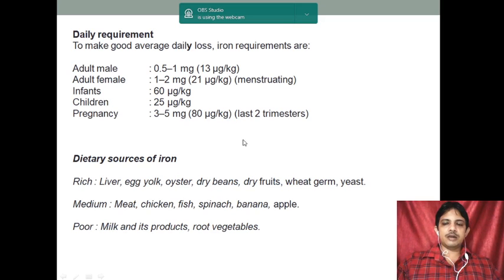What are the important sources of iron? Liver, egg yolk, oyster, dry beans, dry fruits, wheat germ and yeast contain more iron. Meat, chicken, fish, spinach, banana and apple contain a medium range of iron. Milk and its products and root vegetables contain very little iron.